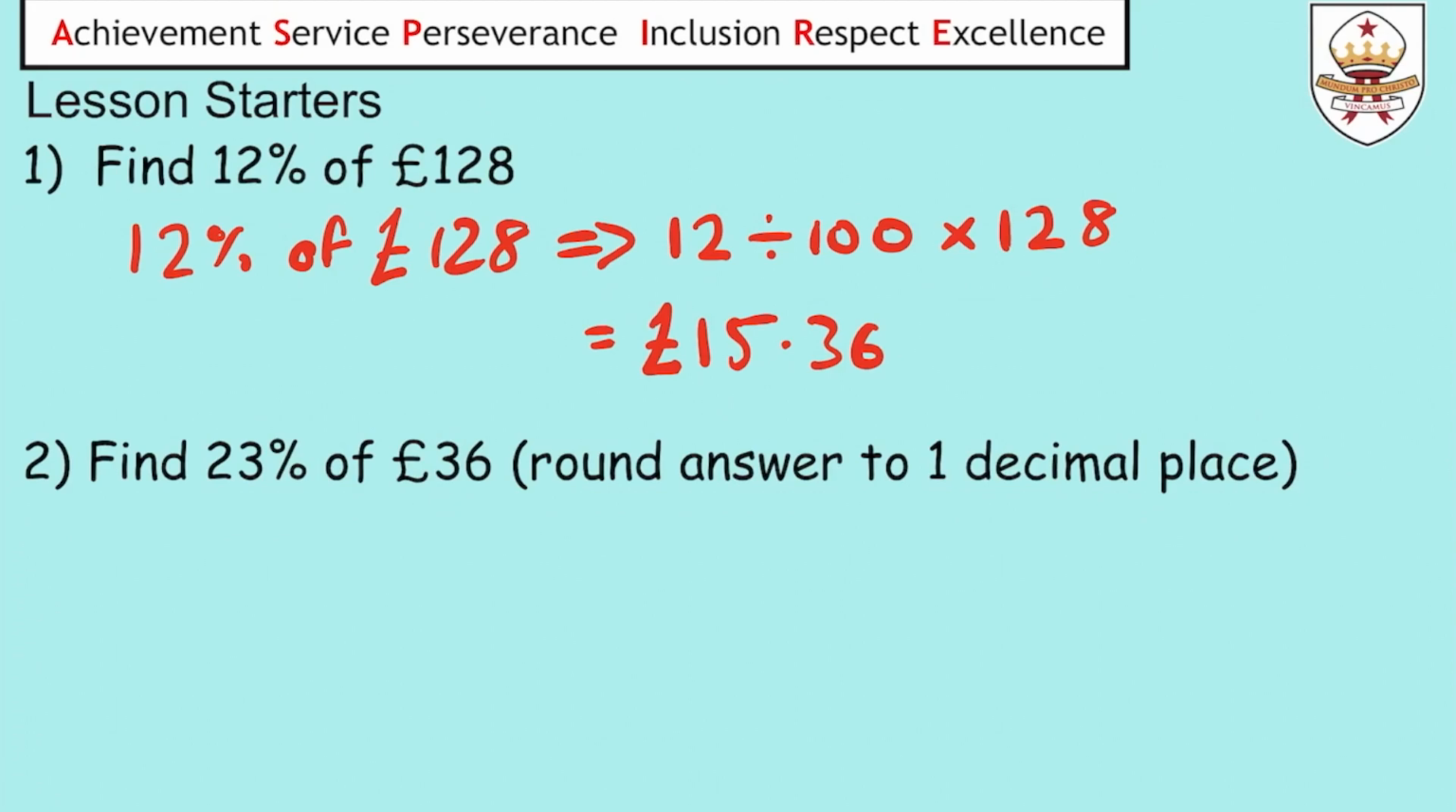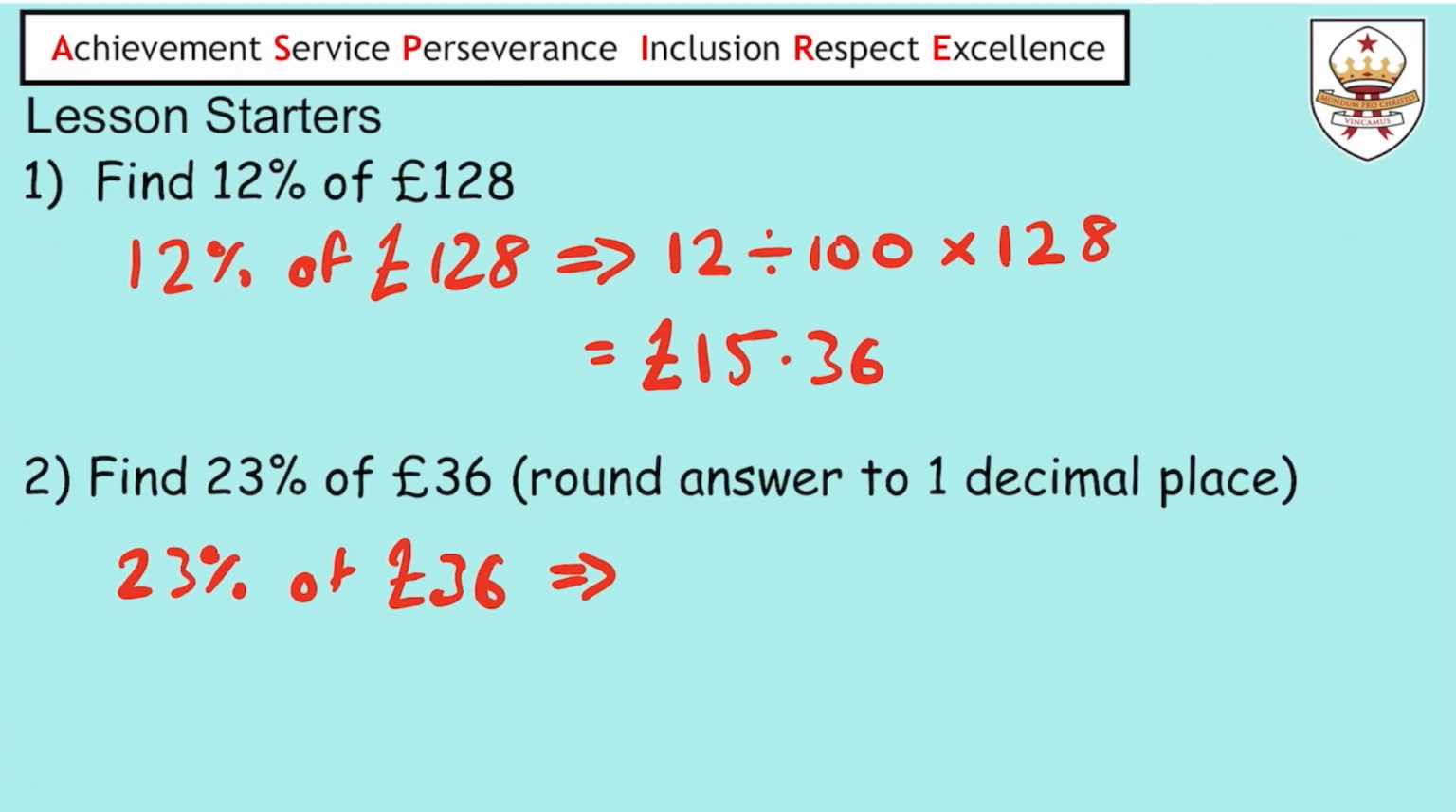So for question number 2, we're going to try and find 23% of £36. And just as above, we're going to do 23 divided by 100 multiplied by the £36. If we type that into our calculator, we're going to get an answer of £8.28.